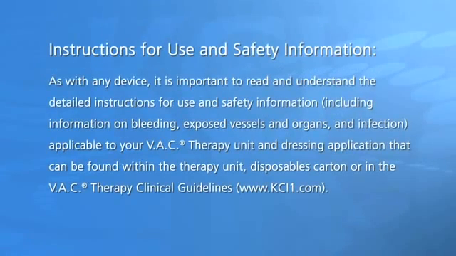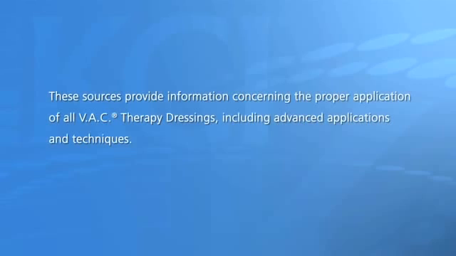Instructions for use and safety information. As with any device, it is important to read and understand the detailed instructions for use and safety information, including information on bleeding, exposed vessels and organs, and infection, applicable to your VAC therapy unit and dressing application that can be found within the therapy unit, disposables carton, or in the VAC therapy clinical guidelines, or at www.kci1.com. These sources provide information concerning the proper application of all VAC therapy dressings, including advanced applications and techniques.